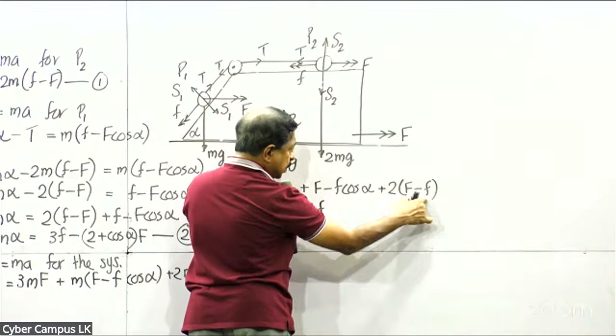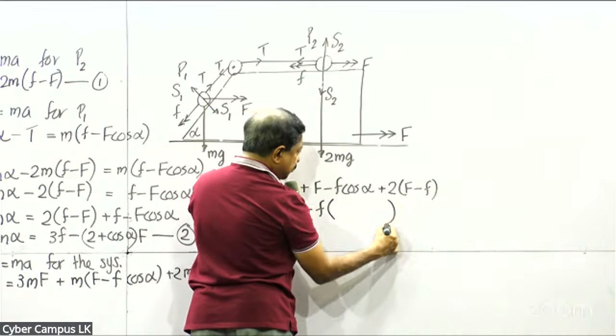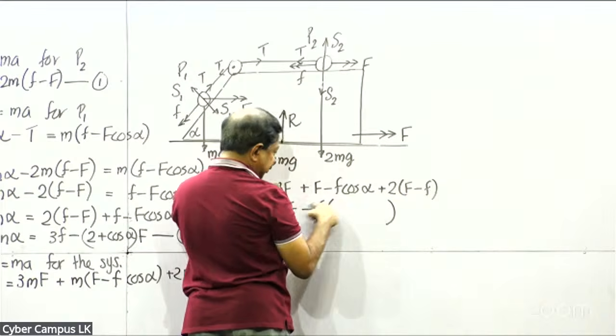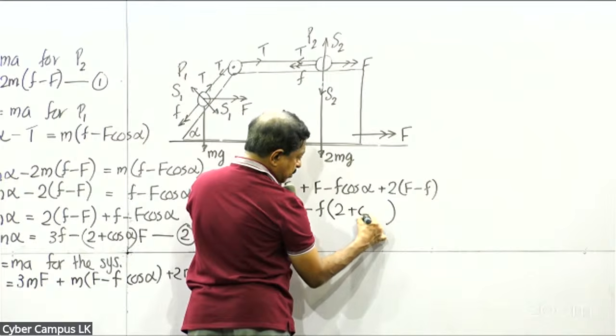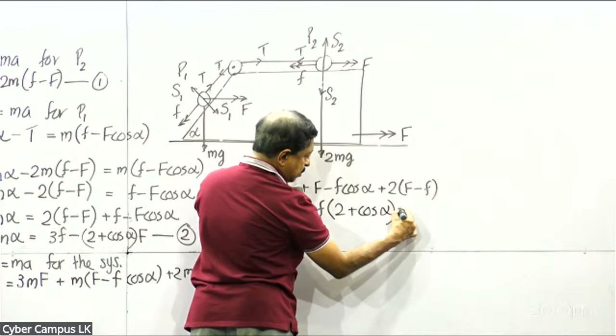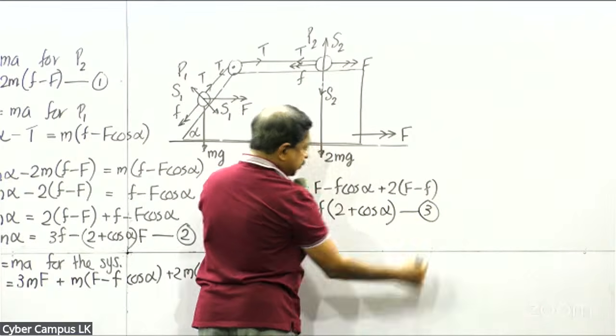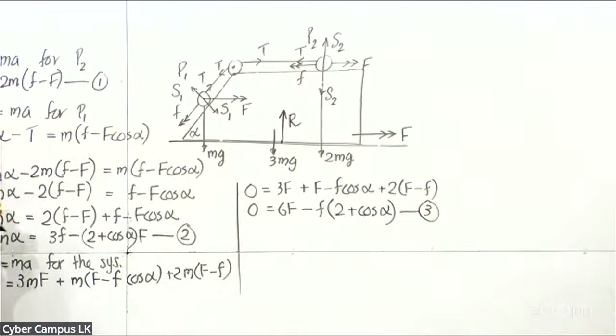Then from these two, you can pull out simple F. You get, and minus simple F. So you get 2 plus cos alpha. This is 3. Now we don't need 1 anymore. Using 2 and 3, you can find capital F.